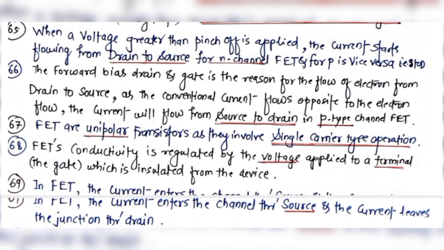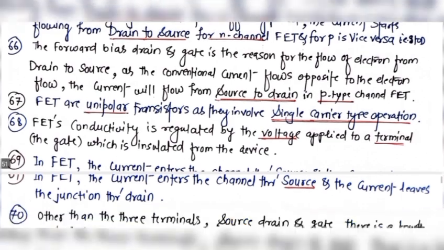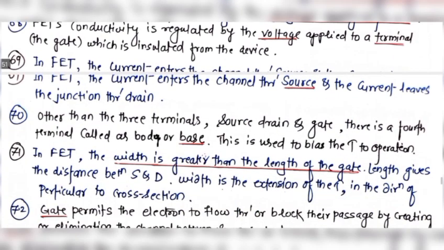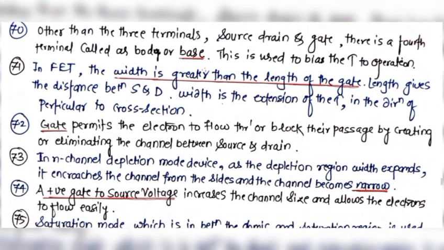FETs are unipolar transistors as they involve single carrier type operation. A FET's conductivity is regulated by the voltage applied to a terminal, the gate, which is insulated from the device. In fact, the current enters the channel through the source and leaves through the drain. Other than the three terminals, source, drain and gate, there is a fourth terminal called the body or base. This is used to bias the transistor to operation.